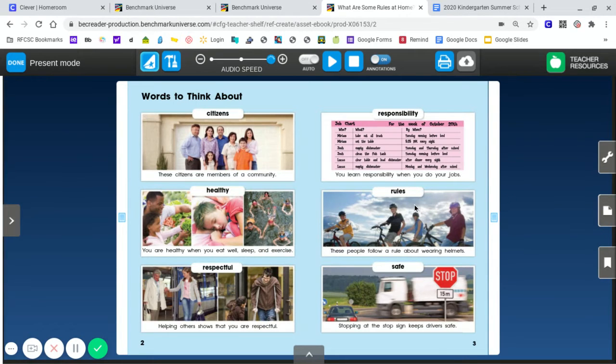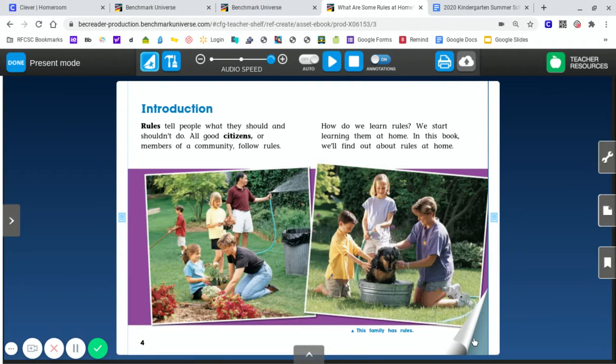So then we have rules. These people follow a rule about wearing helmets. And our last word that we're going to talk about right now is safe. Stopping at the stop sign keeps drivers safe. So those words are going to help us understand the text we're reading.